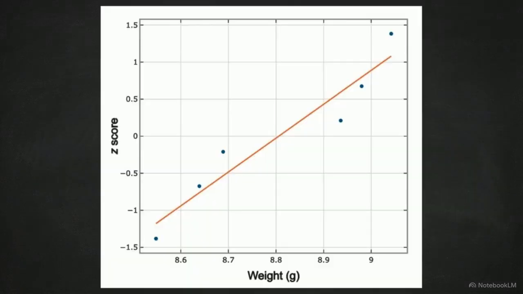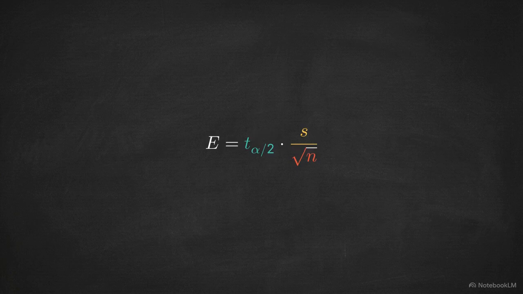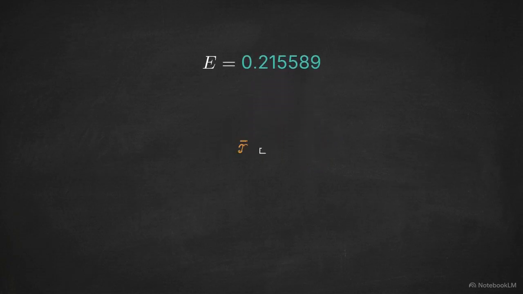This is a normal quantile plot of our data. Because the sample points follow a straight line pattern, we can confirm the data appears to be from a normally distributed population. With n equals 6, we have 5 degrees of freedom. For a 95% confidence level, our t-distribution table yields a critical value of exactly 2.571. We calculate margin of error by multiplying the critical value by our standard deviation of 0.2054, divided by the square root of 6, yielding 0.215589.